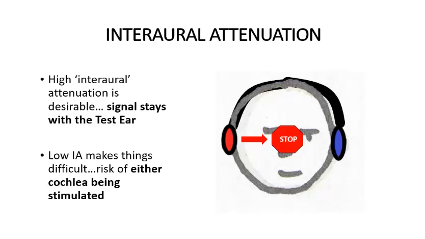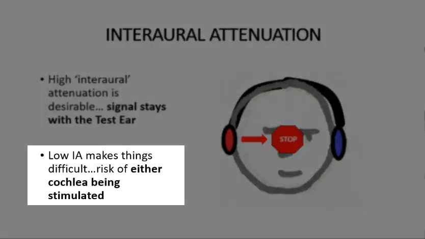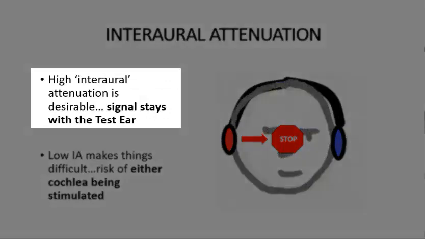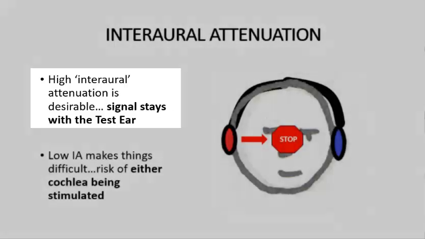Having a low attenuation situation can make testing difficult. We want to deliver a signal to a specific ear and have the signal stay with that ear. A low attenuation condition means that the signal might cross to the unintended ear. A higher attenuation condition means that signals are more likely to stay with the target ear, especially at louder levels.